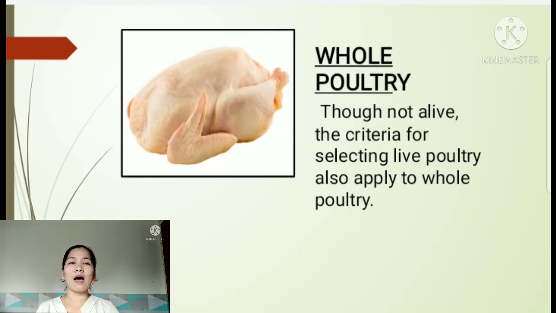Okay, the second one yung tinatawag nating whole poultry. Aside from live poultry, makakabili din kayo ng tinatawag nating whole poultry. Pag sinabi nating whole poultry, though not alive, the criteria for selecting live poultry also applied to whole poultry. So, dapat ay makinis, malinis ang balat ng bibilhin natin na whole poultry. Wala dapat kayong nakikitang blister o sugat-sugat sa balat. So, kailangan malinis at makinis ang ating bibiling whole poultry.